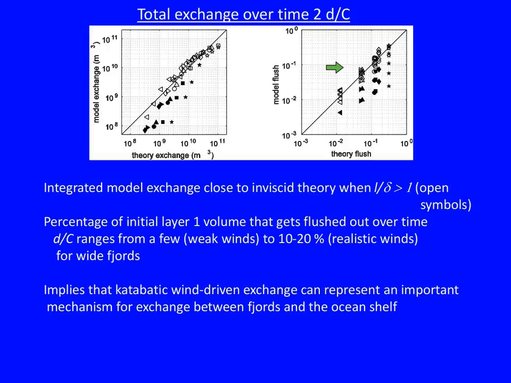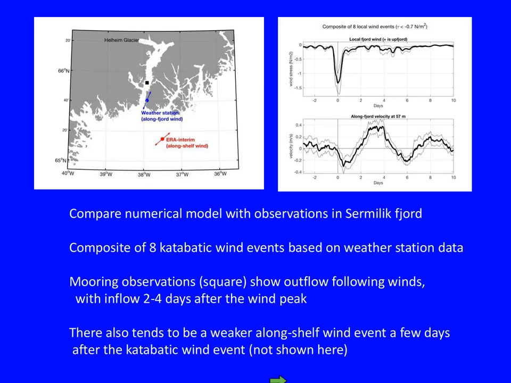So we might expect that these kinds of katabatic wind events are important for the freshwater and heat budgets of the fjords, because a single event can flush out on the order of 10% of the fresh water, and we get 5 or 10 of these things a year. Now Becca tells me that the along slope winds are still more important when integrated over a whole season, but locally in time these events can be quite important.